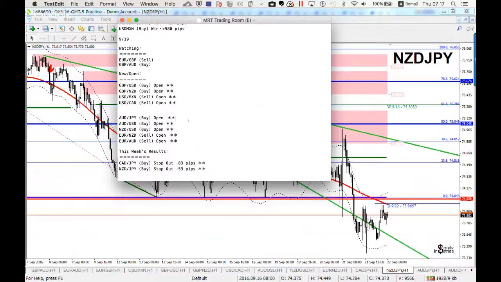Double check and make sure that's correct. Next we have the Aussie yen buy.